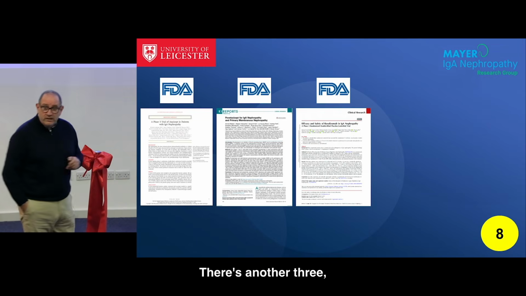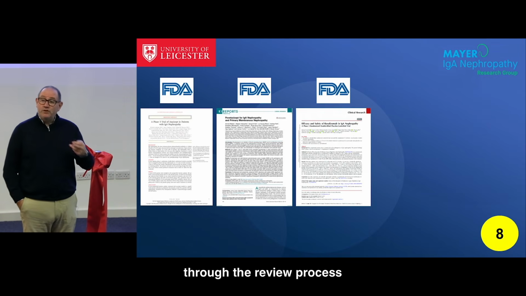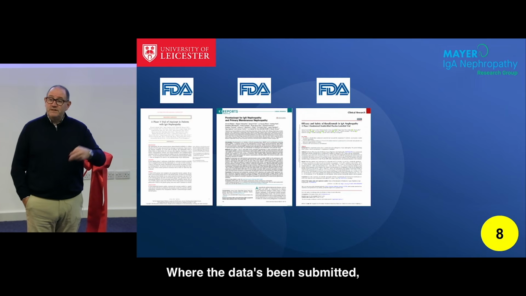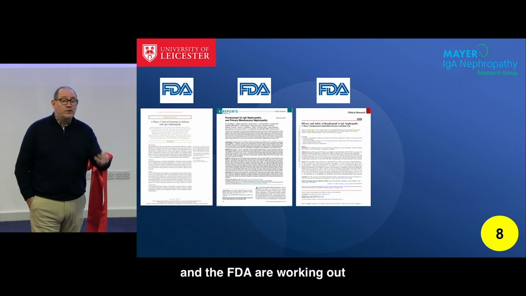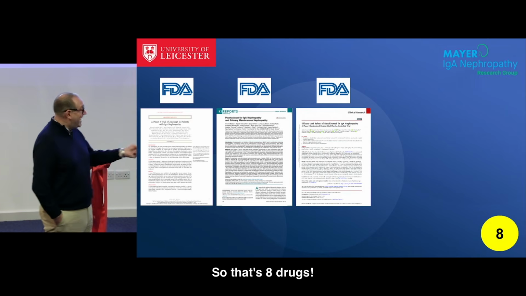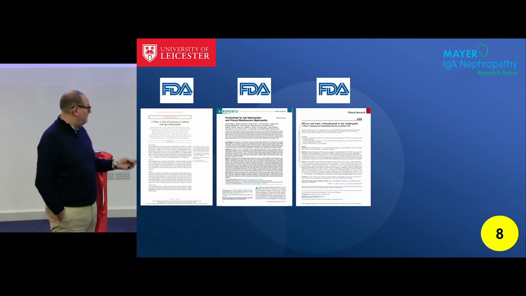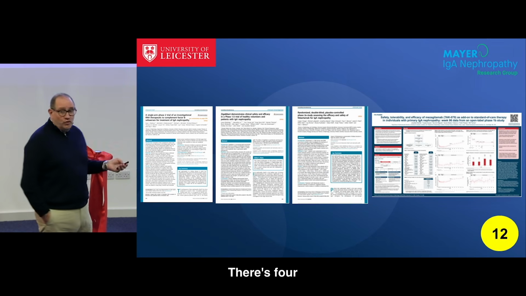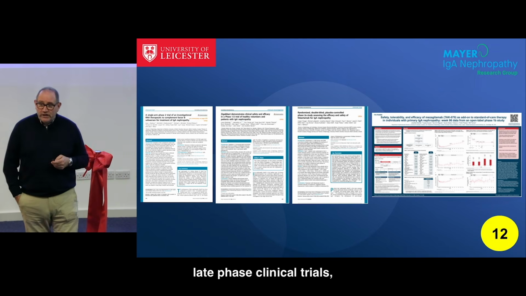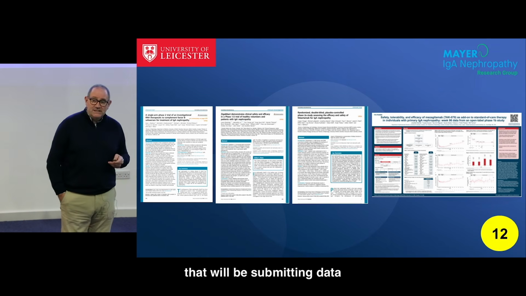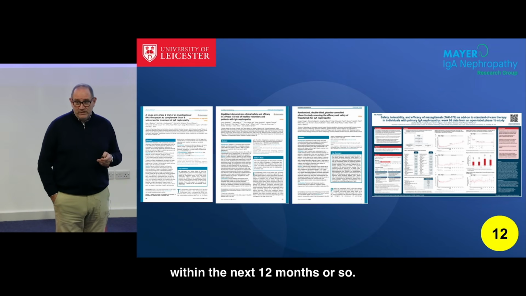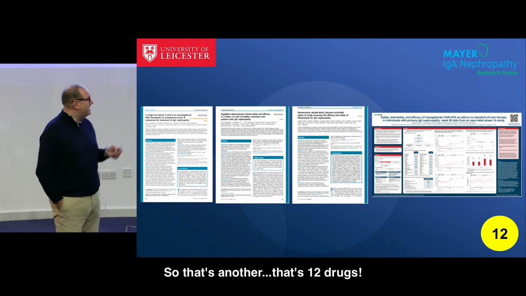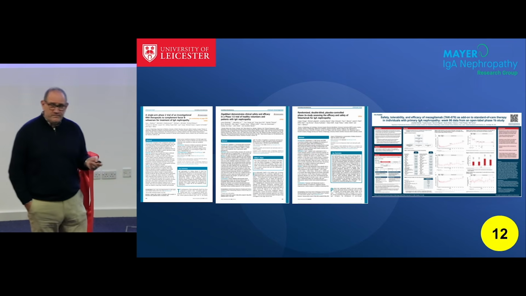There's another 3 that are going through the review process at the moment, where the data's been submitted and the FDA are working out whether they're safe and effective. So that's 8 drugs. There's 4 late phase clinical trials that will be submitting data to the FDA within the next 12 months or so. So that's 12 drugs.